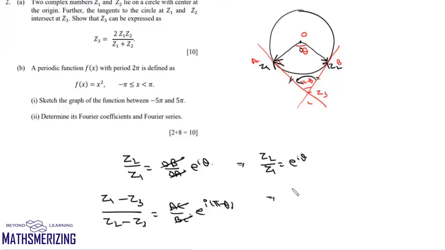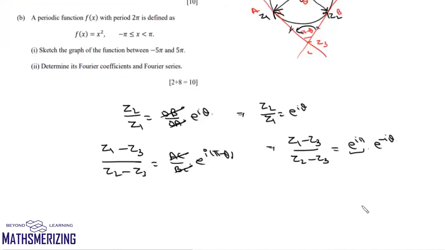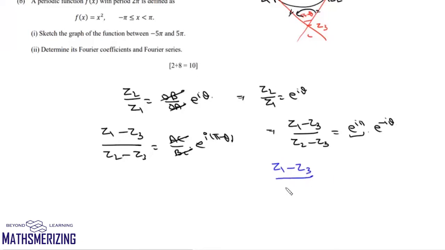We can write this as z1 minus z3 upon z2 minus z3, and it will be equal to e to the power iota pi into e to the power minus iota theta. Now e to the power iota pi is nothing but minus 1. So we can write this as z1 minus z3 upon z2 minus z3. E to the power iota pi is minus 1 and then e to the power minus iota theta. So it will be z1 upon z2.